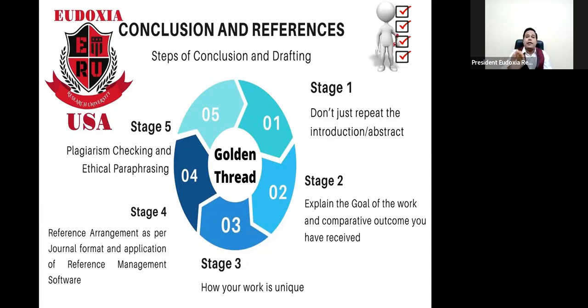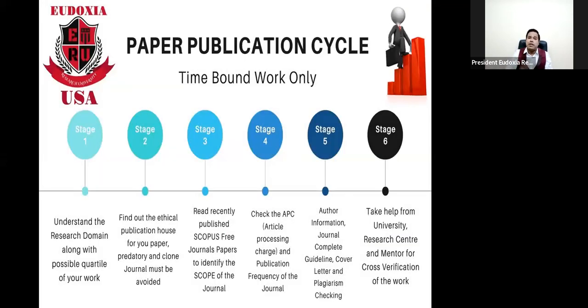Use reference management software, maybe Zotero, maybe Mendeley. I think you can use Mendeley. This is wonderful software. And finally, in stage 5, plagiarism checking and ethical paraphrasing. If you have unwanted plagiarism, you can paraphrase your work, but it should be ethical in nature. You are never copying from other work and publishing it as your own. You are doing it only when unwanted plagiarism comes up, and you are making changes by using some software. In our upcoming webinar, we will show this.